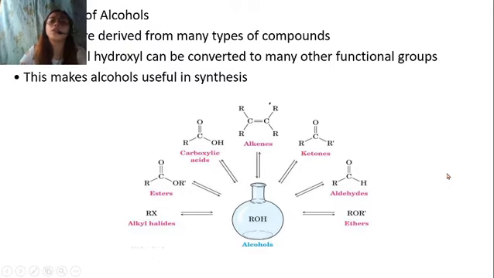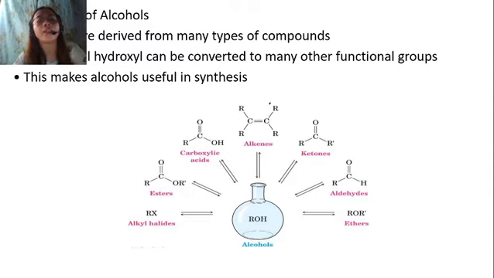So preparation of alcohol. So how are the alcohols being prepared? So alcohols are derived from many types of compounds. The alcohol hydroxyl can be converted to many other functional groups. This makes alcohol useful in synthesis because, for example, these are our alcohols. So they can be attached to certain different kinds of compounds that will make eventually a new compound. So we have the alkyl halides, the esters, carboxylic acids, alkenes, ketones, aldehydes, and ethers. So we will talk later on about those, mga sa muna no, further again.